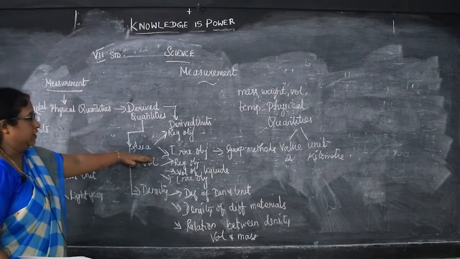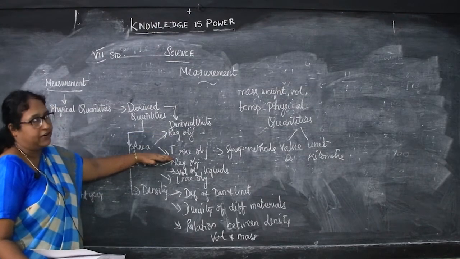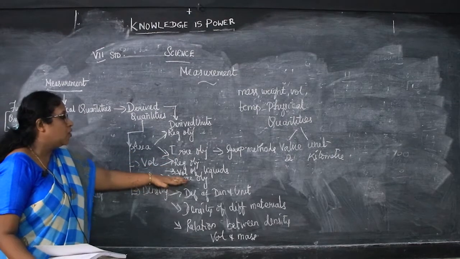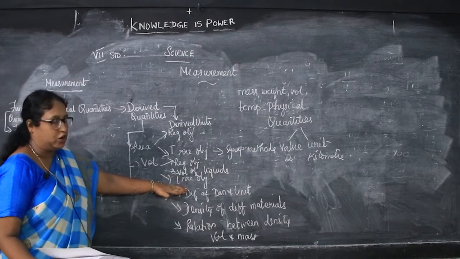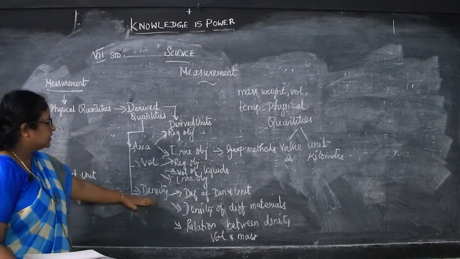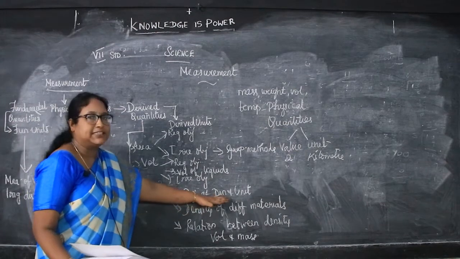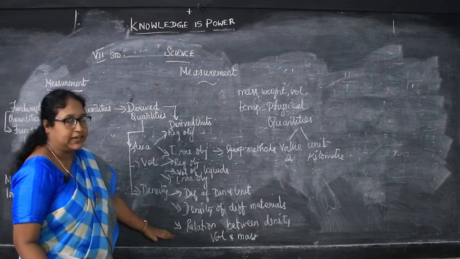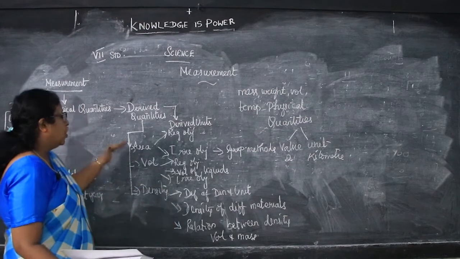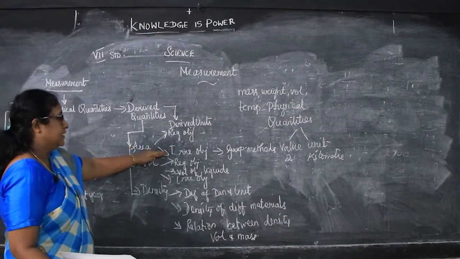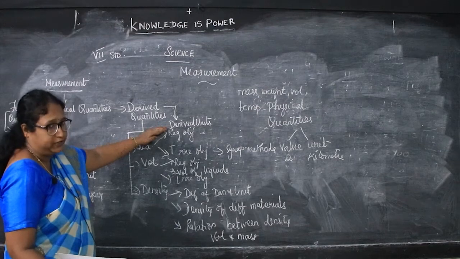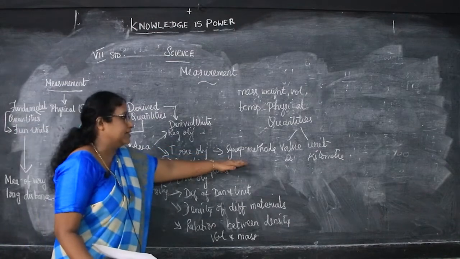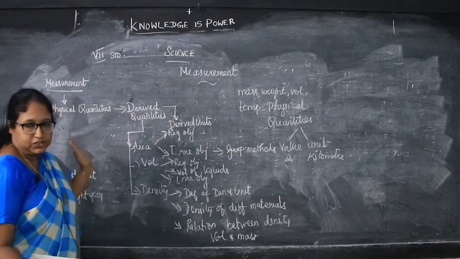Now in area you will learn about regular objects and irregular objects. And in volume you will learn about volume of regular objects, volume of liquids and volume of irregular objects. Now in density, you will learn about the definition of density and unit, density of different materials and the relation between the density, volume and mass. Now in area, for regular objects you can do it by formulas. But for irregular objects, the formula is not used, so it is done by graphical methods. Do you understand this, children?